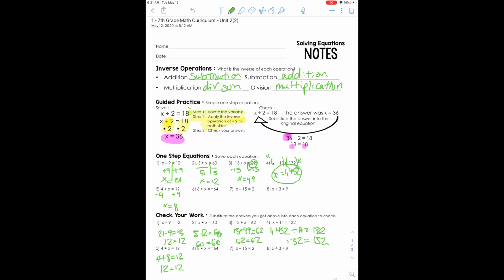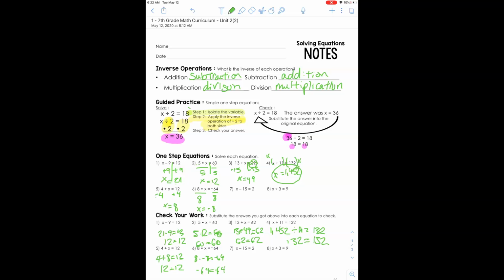Let's try number 6. 8 times x equals negative 64. The inverse of multiplication is division. So we're going to divide each side by 8. So x equals negative 64 divided by 8 would be a negative 8. So we have 8 times a negative 8 equals negative 64. Negative 64 equals a negative 64.